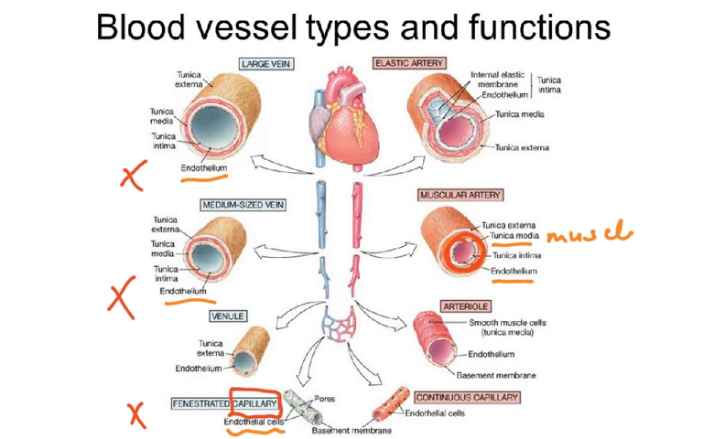They have no muscle in the wall of the capillaries. The muscles are only present in the arteries. So this is an artery, and this is an arteriole. There are three types of arteries actually: elastic artery, muscular artery, and arteriole. So just a quick recap of all what we have done before, but I just want you to revise it.